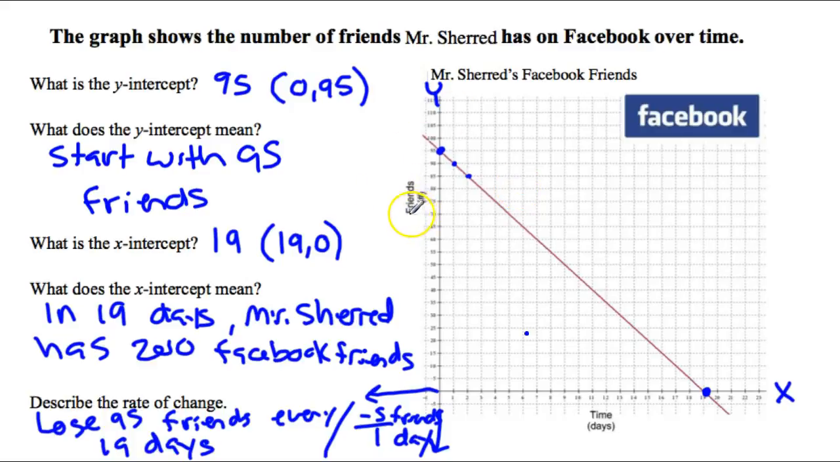So that is a real life example with Mr. Sherrod's Facebook friends. You could ask him about it. It's real. This really happened. But this is getting a little tricky. Keep working hard. Good luck on the mastery check. Good luck on the packet.